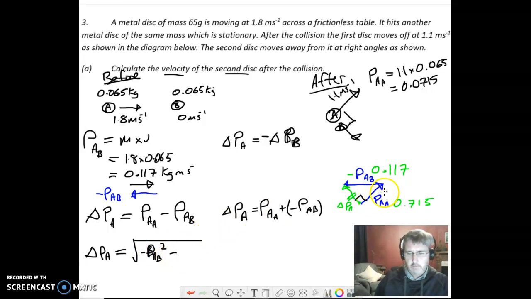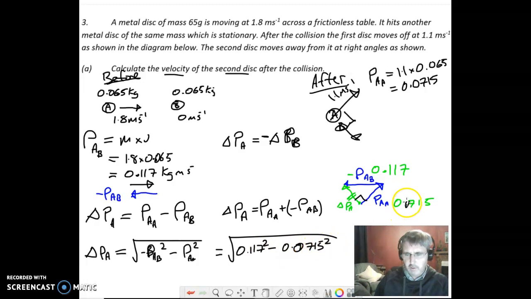It equals the square root of the negative P, negative PAB, squared, minus PAA squared. So that equals the square root of 0.117 squared minus 0.0715 squared. Let me just go back and change that there. Okay, and then I find this answer.